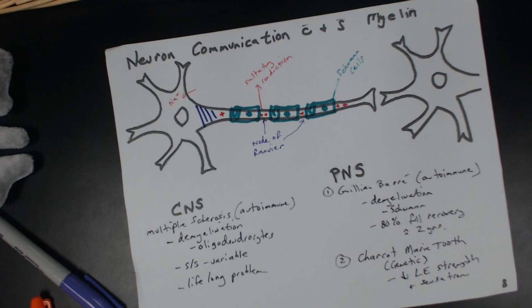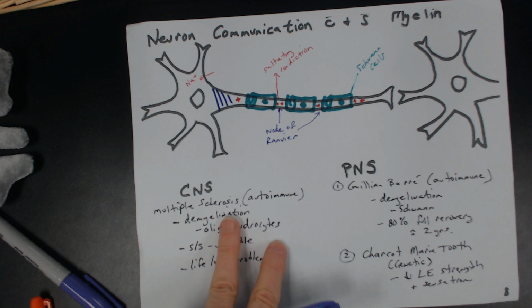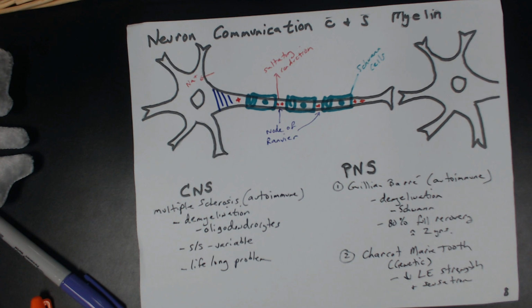Charcot-Marie-Tooth, the genetic disorder, is specific for a protein called connexin that's an important part of myelin. And without connexin, the myelin degrades over time, but it does take a while.